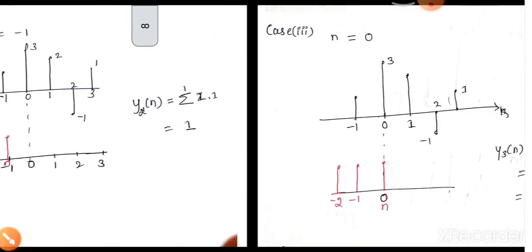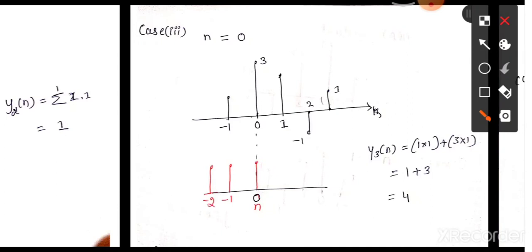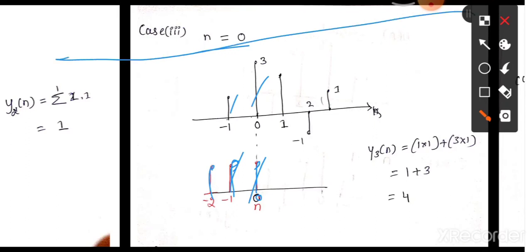Third case, we have to move a bit more, that is n equal to 0. When n equals 0, place this on n, at 0. So how many signals are overlapping? This signal and this signal. So what you have to do is take those two values.